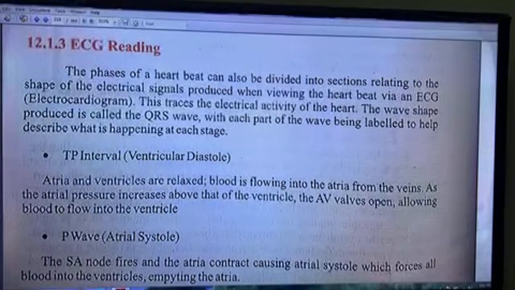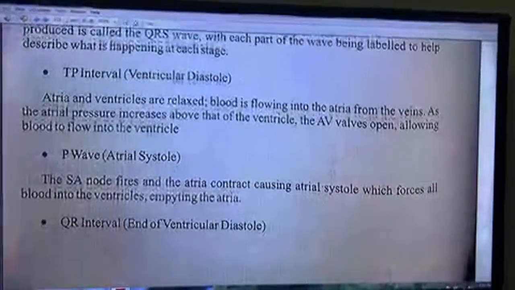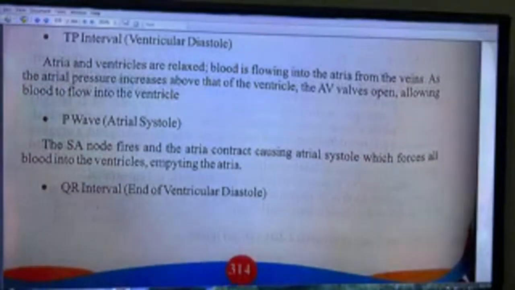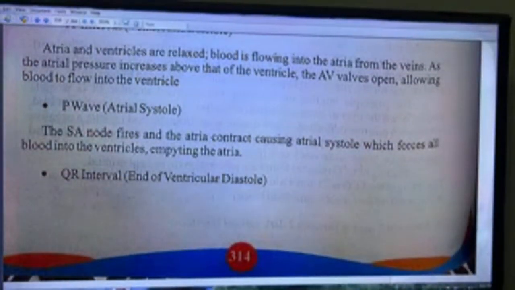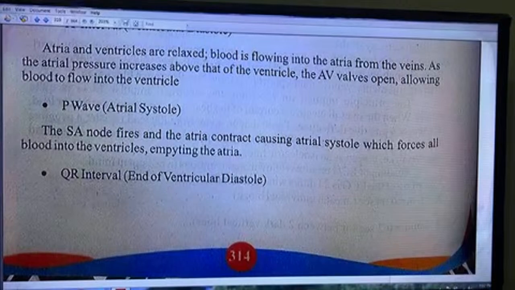TP interval, ventricular diastole. Atria and ventricles are relaxed, and blood is flowing into the atria from the veins. As the atrial pressure increases above that of the ventricle, the AV valves open, allowing blood to flow into the ventricle. P wave, atrial systole. The SA node fires and the atria contract, causing atrial systole, which forces all blood into the ventricles, emptying the atria.